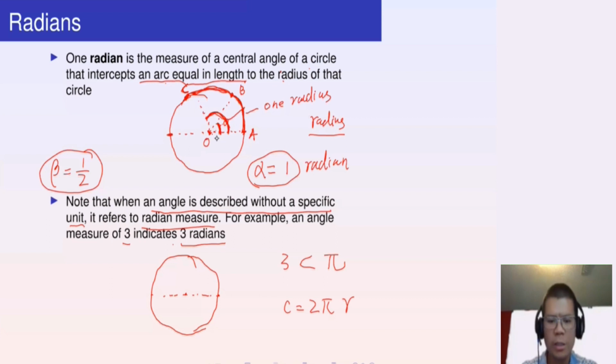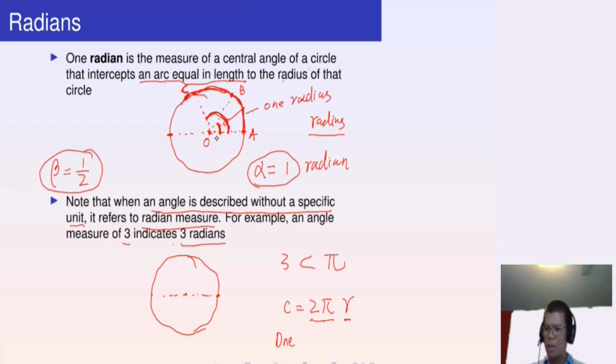So I know that the circumference of a circle is 2 pi r. Then what is the radian measure of a full circle? That's going to be 2 pi, because the circumference is 2 pi times r, and 1 r corresponds to 1 radian.